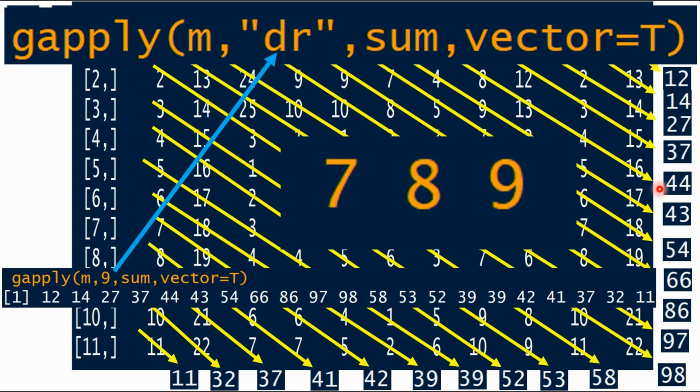Why 9? If you look at these 3 numbers, these are 7, 8, and 9. 8 is in the center of these 3 numbers. 7 is on the left side and 9 is on the right side. That's why I have used 7 for DL and 9 for DR. And 8 has been used for diamond shapes.